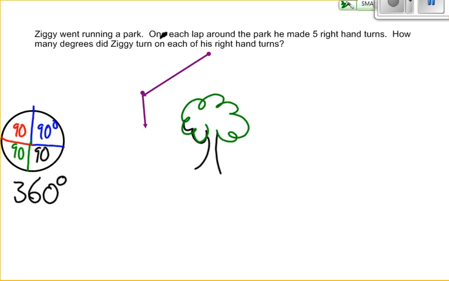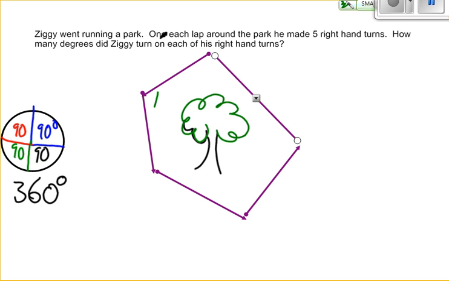So he's running one turn, 2 turns, 3 turns, 4 turns. I've got to finish this one. This one's supposed to go here. Okay? So we would say here's the first turn, here's the second turn, here's the third turn, here's the fourth turn, and then of course to start the new lap, you'd have your 5th turn to start over again.